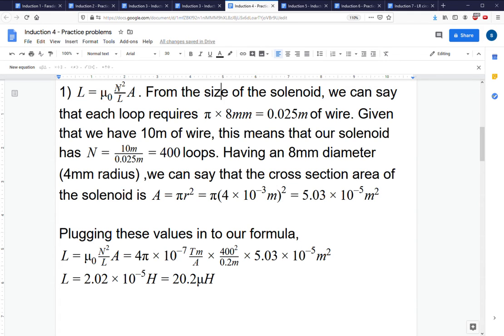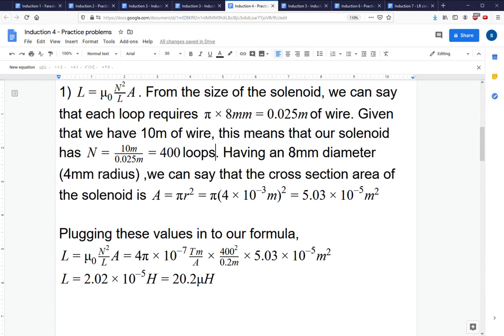To find N, we take the fact that the wire is in total 10 meters. And if the solenoid has a diameter of 8 millimeters, it has a circumference of 0.025 meters. So 10 meters of wire divided by 0.025 meters of wire per loop gives us 400 loops. So N is 400 loops.